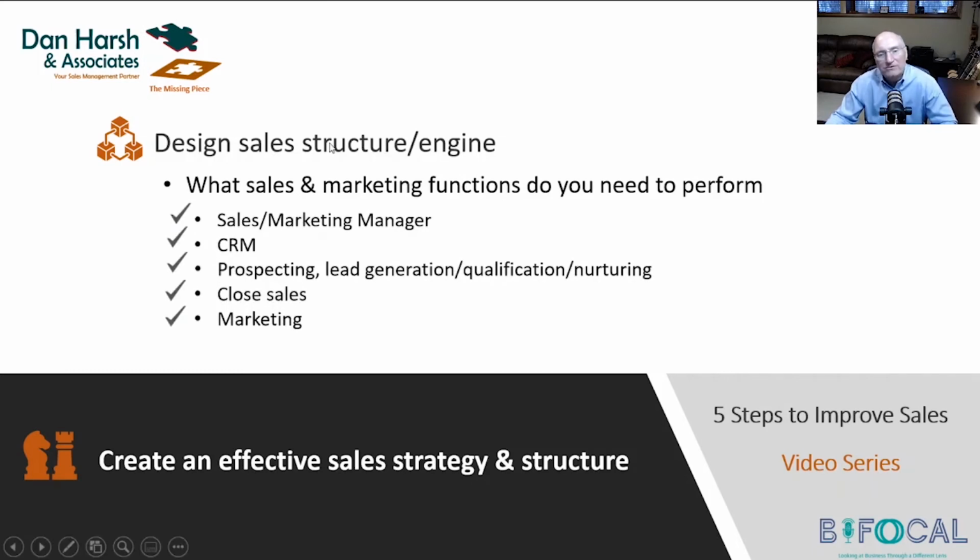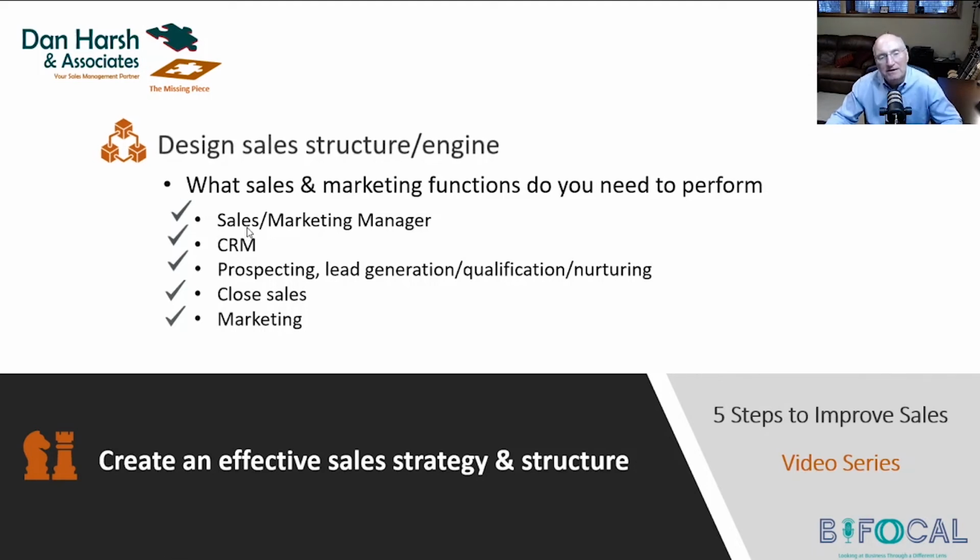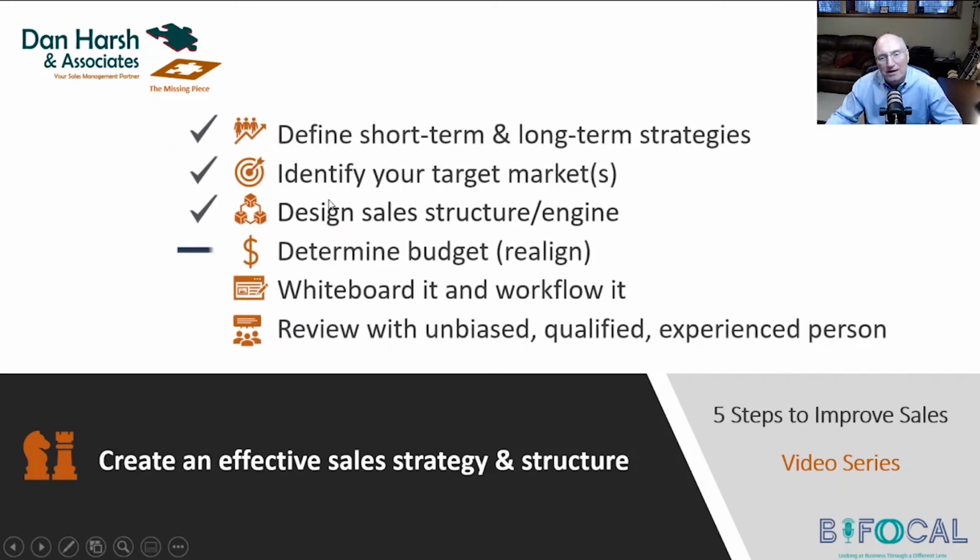So we talked about the functions that need to go into this engine: your sales and marketing manager, CRM, prospecting, lead generation, closing sales, marketing. There's a lot of functions you got to give thought to. What priority am I putting on those? And that should be dictated by your structure and the markets that you're going after. The next thing we want to talk about in creating an effective sales strategy and structure is you got to determine your budget.